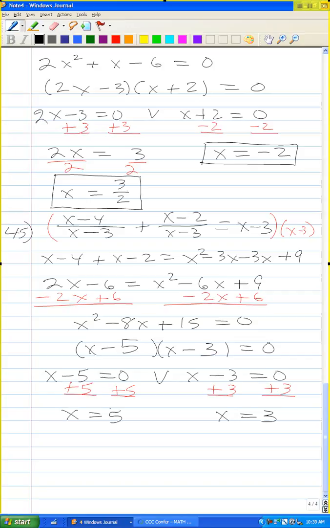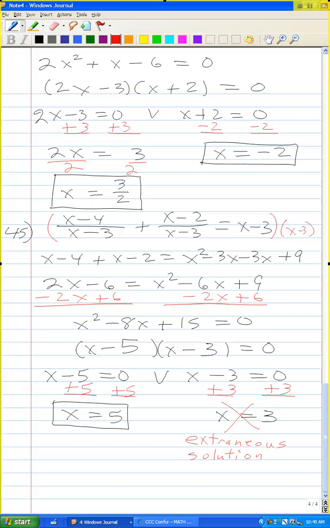Well, if x is 5, I'm not dividing by 0. However, if x is 3, 3 minus 3 is 0, dividing by 0. So this is not a solution. This is what's called an extraneous solution. It is a solution to our technique, but it is not a solution to the original problem. So our technique is not really foolproof. Occasionally we go astray, and we get solutions that actually don't work.